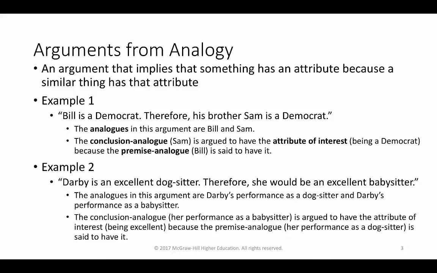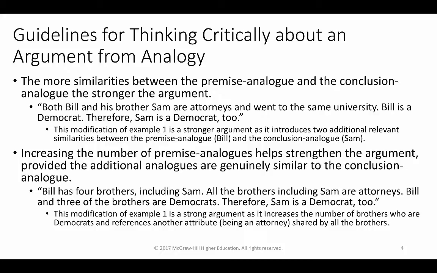So these arguments are good for illustrating the basic concept of analogical reasoning. However, they're not very strong arguments. In fact, they're fairly weak. Let's find out why. When you look critically at an analogical argument, the first thing you should look at is how similar the premise analog and the conclusion analog truly are. For instance, in the dog-sitting, babysitting argument on the last slide, how similar are those two things anyway? What does dog-sitting involve? Is it more or less complicated than babysitting? Frankly, I don't think those two things are similar enough to argue that if you're good at one, you'd be good at the other one. So the more similarities there are between the two analogs, the stronger the argument.